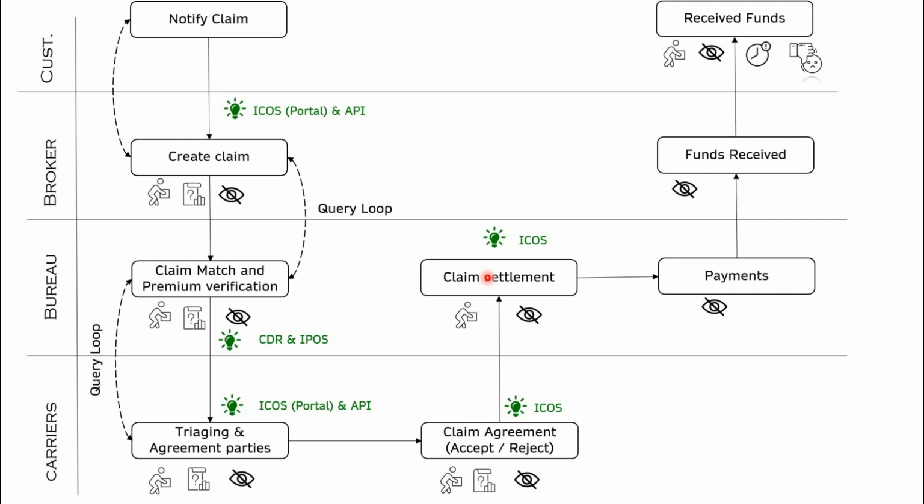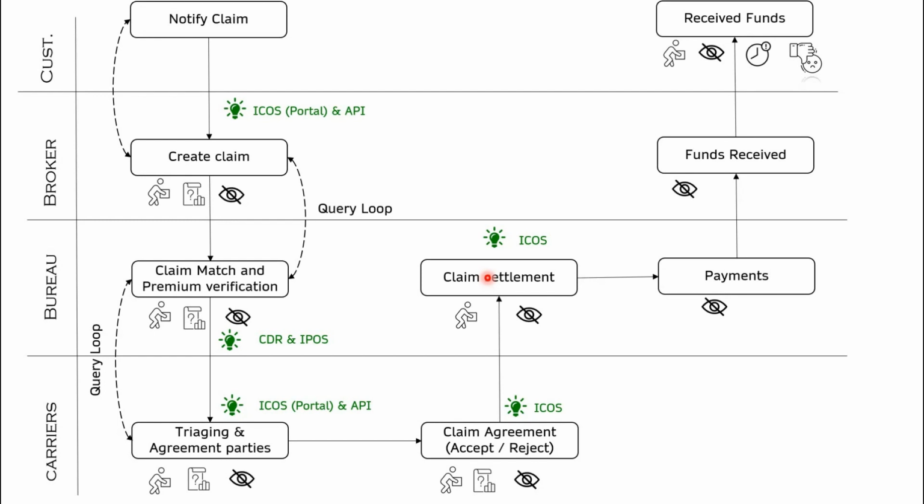Going next, when it comes to the claim notification for the lead underwriter and the claim agreement party, they will either get the claim notification and matching policy and premium information through the ICOS portal, or they have the flexibility to receive the information through ECOT messages through APIs directly in their system.